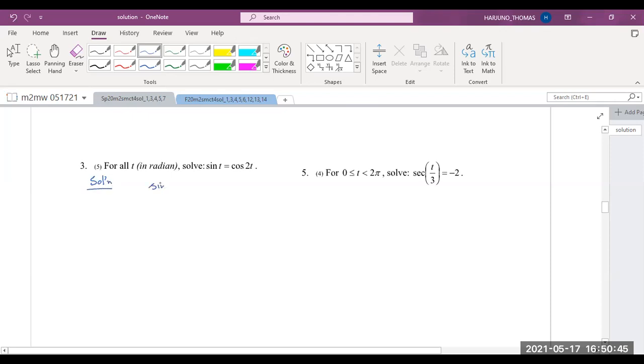Sine t equals cosine 2t. We have the double angle, cosine. There are 3 variations, but on the other side we have sine t. Because we have 3 variations for cosine 2t, we will use the variation that only has sine. That is 1 minus 2 sine squared t. Okay, then when you can factor, you factor.